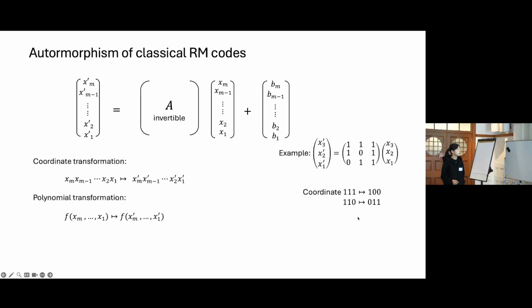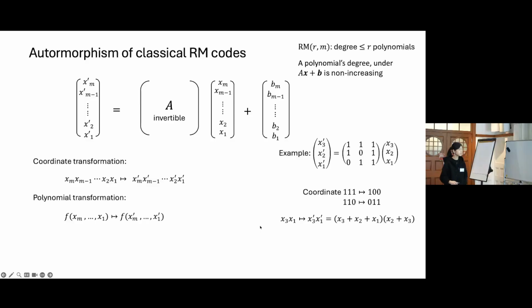And you can also interpret it as a polynomial transformation. So the idea is to substitute each X variable by its prime. As an example, again using this, if you have x3, x1, and x3 is mapped to this times this, so it's x3 plus x2 plus x1. And x1 is mapped to this times this, so it's x2, sorry, there's a typo, x2 plus x1 here. So this is how you get the transformed polynomial.